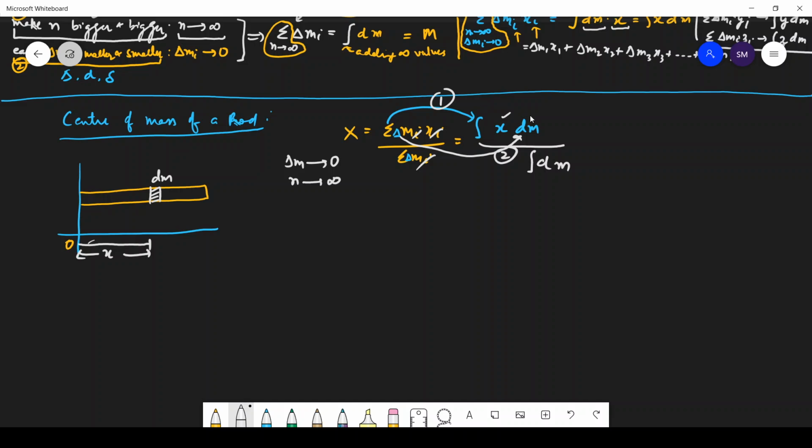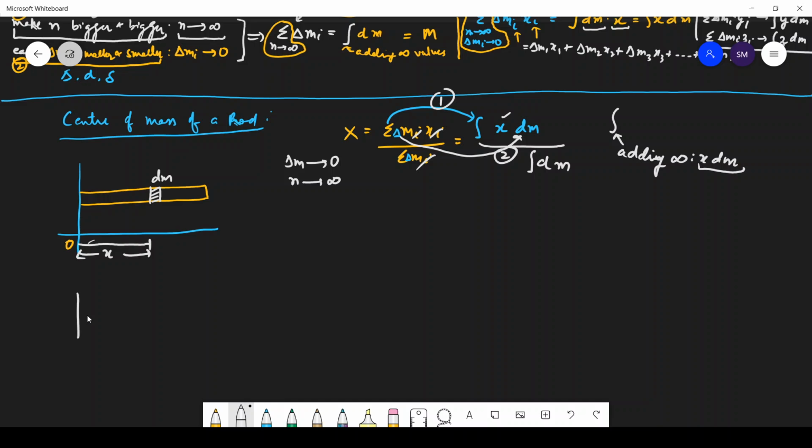No. Integration means, what does this mean? Adding infinite mass elements, means this infinite x dm combination. You are adding this infinite x dm combination. All the x dm combinations you are adding.